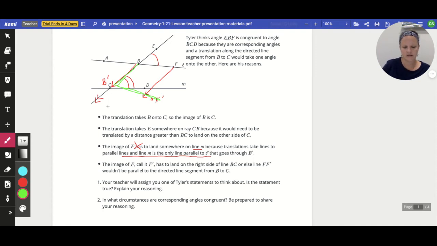Let's see. We can call that one true, and this one true, but that is very false. Just want to make sure.